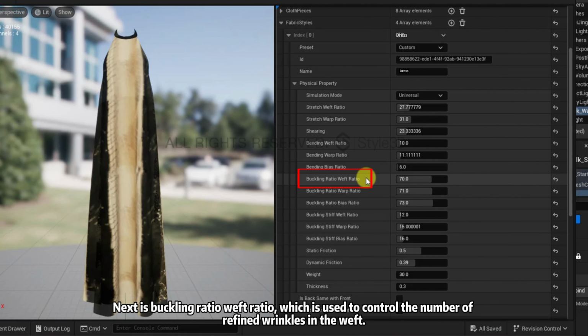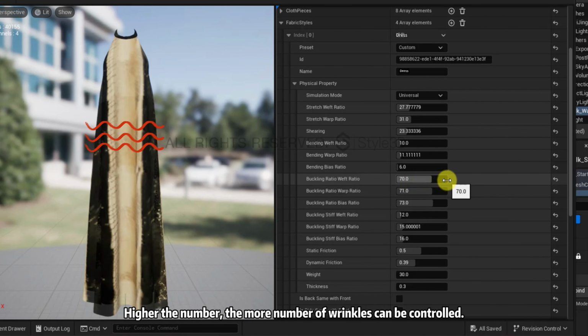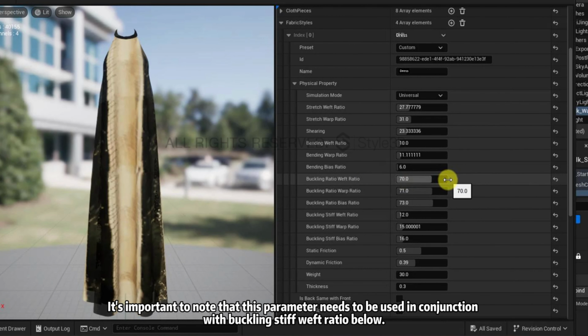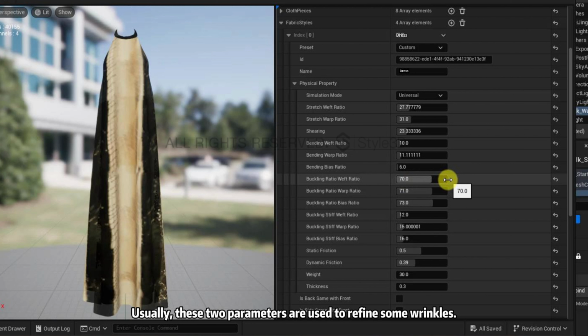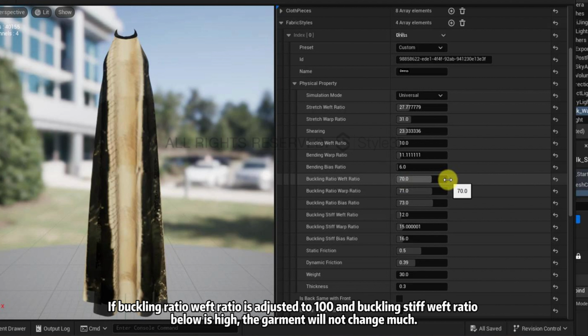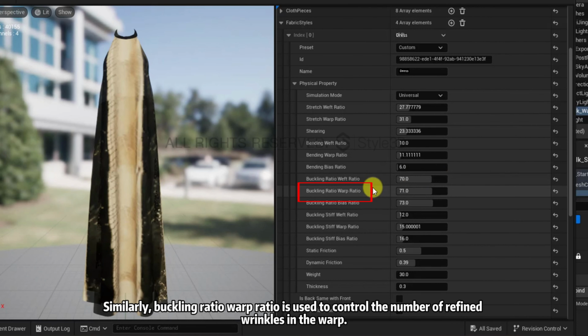Next is buckling ratio weft ratio, which is used to control the number of refined wrinkles in the weft. Higher the number, the more wrinkles can be controlled. It's important to note that this parameter needs to be used in conjunction with buckling stiff weft ratio below. Usually, these two parameters are used to refine some wrinkles. If buckling ratio weft ratio is adjusted to 100 and buckling stiff weft ratio below is high, the garment will not change much. Similarly, buckling ratio warp ratio is used to control the number of refined wrinkles in the warp.